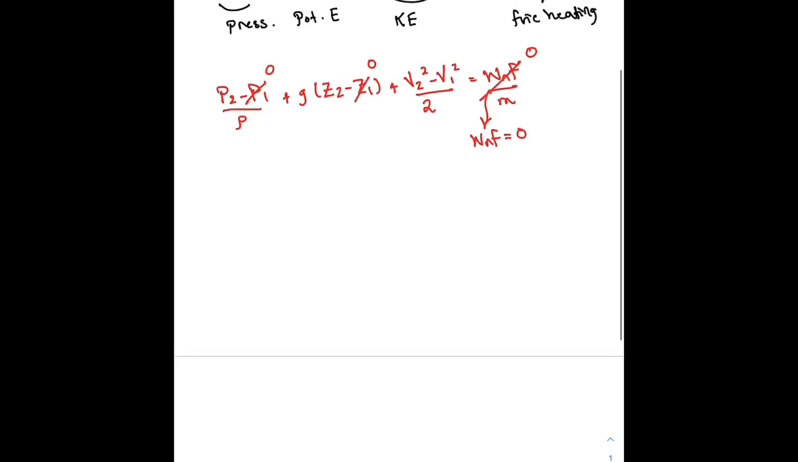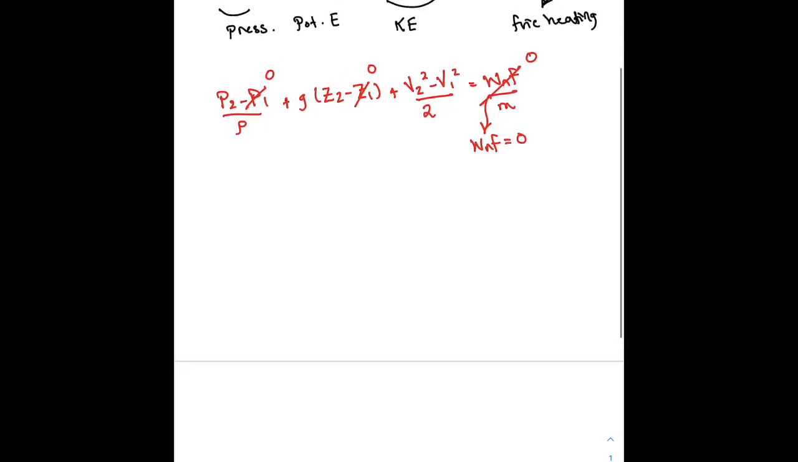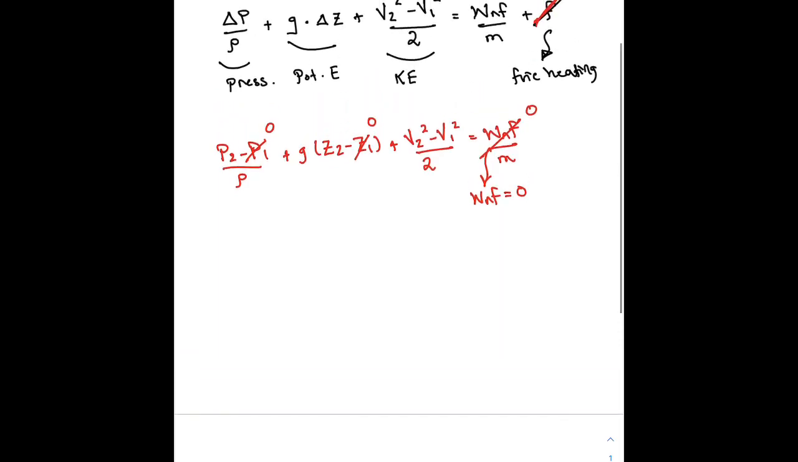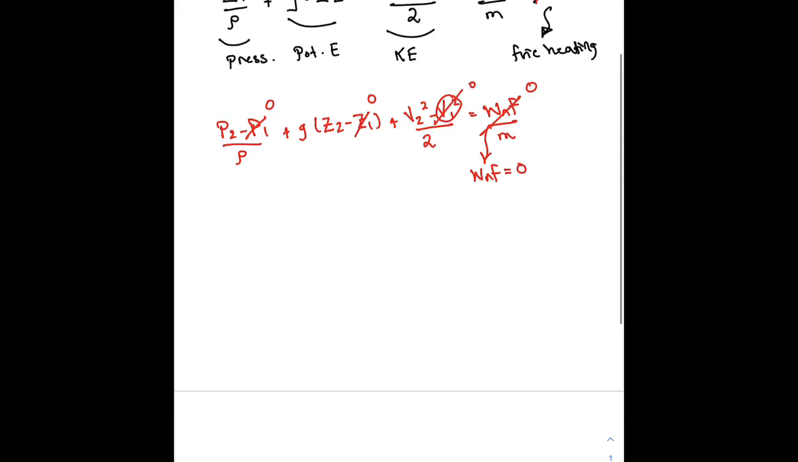And so since Z1 is 0, the velocity at point 1 will also be 0. And so from here we can simplify the equation: P2 over rho plus G times Z2 plus V2 squared over 2, and that all equals 0. This is getting into a pretty simplified equation.